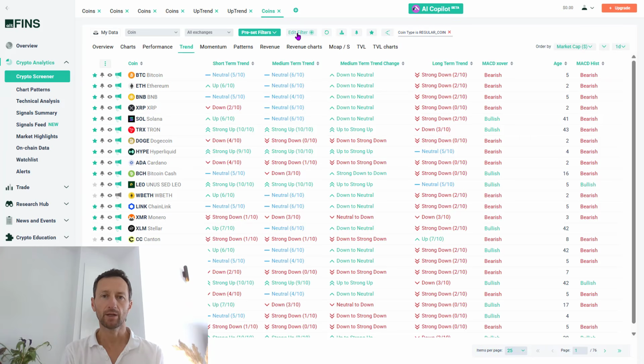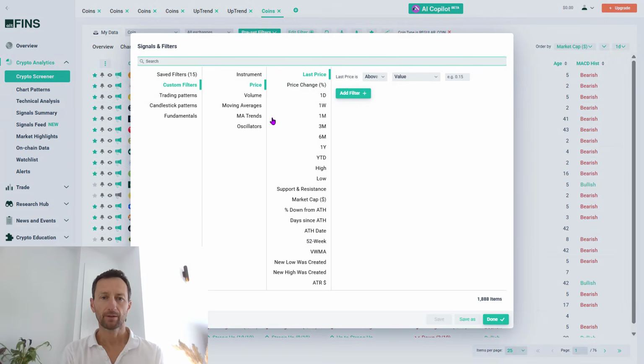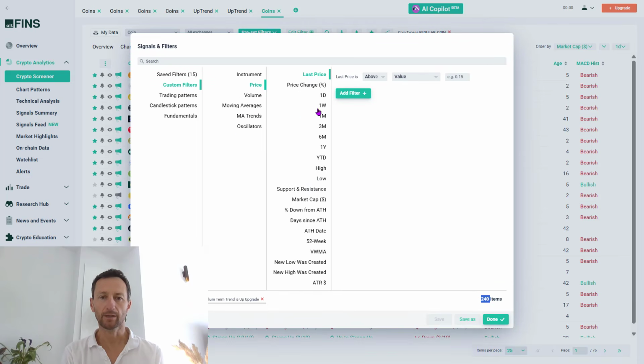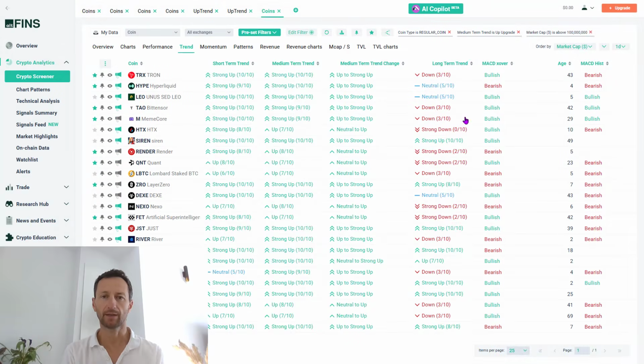But I can also create a filter based on that. So I'm going to say, I want the assets that have a medium-term trend of up and have recently been upgraded. Okay, so about 240 assets have been upgraded. I can also say I want a minimum market cap of, let's just say, 100 million. So I'm down to about 24 assets. Let's take a look at that.